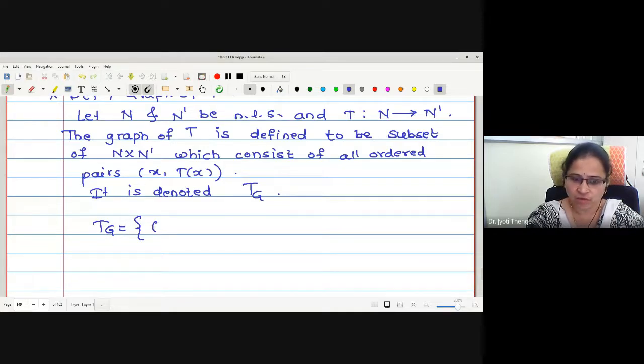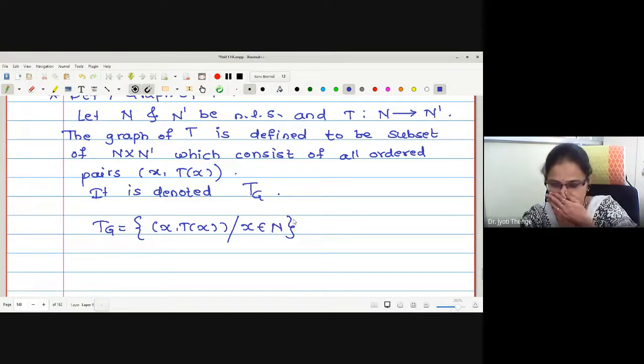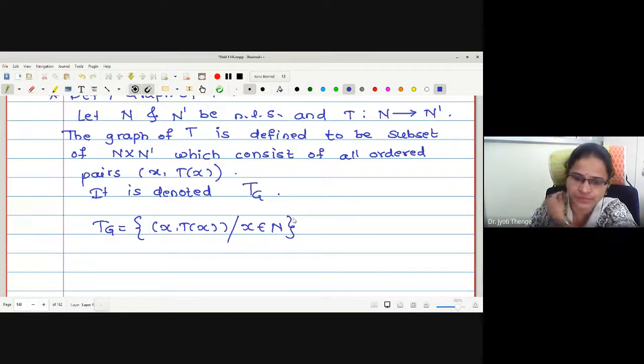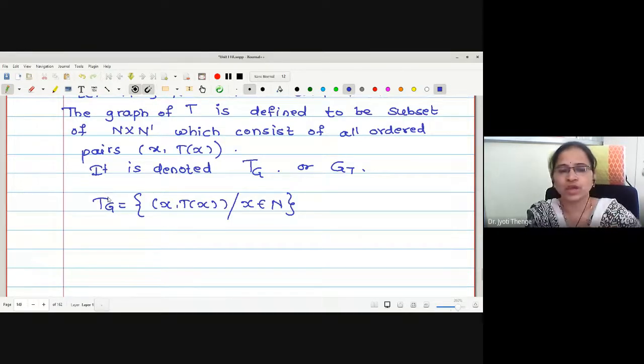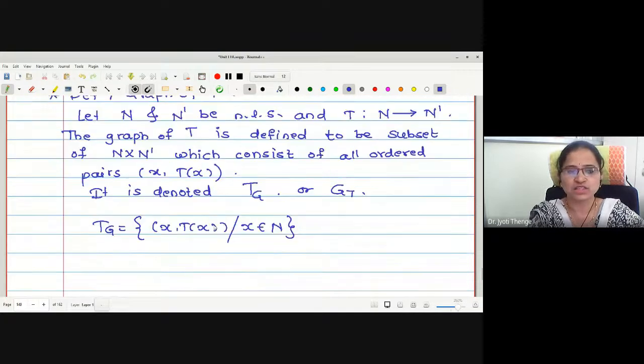the collection of points (x, Tx) such that x is an element of the domain. Domain means N here. Correct? Yes. Okay. Sometimes the notation used is G_T also. Some books write T_G, some books write G_T also. We are going to make use of the notation T_G. Okay. Now what we have in our hand is a subset of a Cartesian product N cross N dash.